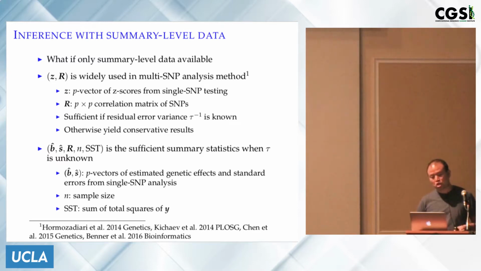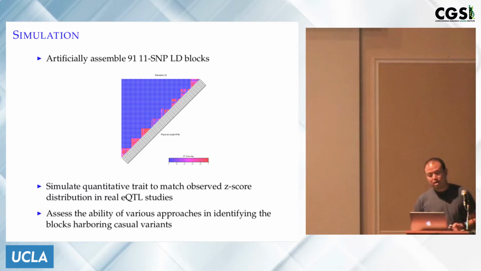Just to show you the performance, we did simulations. To make the simulation more realistic, we artificially constructed these LD blocks from real data. We ended up with 91, 11 SNPs. Don't ask me how we came up with this odd number. We actually made a mistake. We wanted 110 SNPs, but there was a mistake in the code, so it ended up with this odd-looking combination, but it still works.